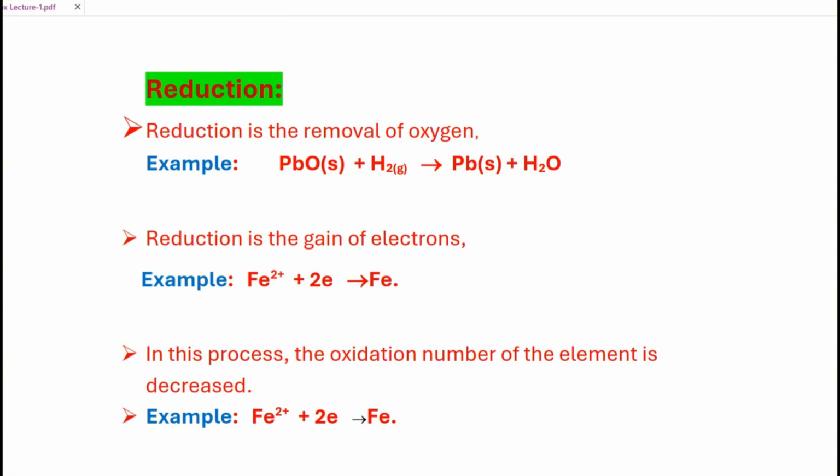Now you see, here iron 2 plus oxidation number is plus 2, here the element is 0, so plus 2 to 0. Plus 2 is a larger value, 0 is a smaller value, so the oxidation number decreases. So this reaction is a reduction reaction.